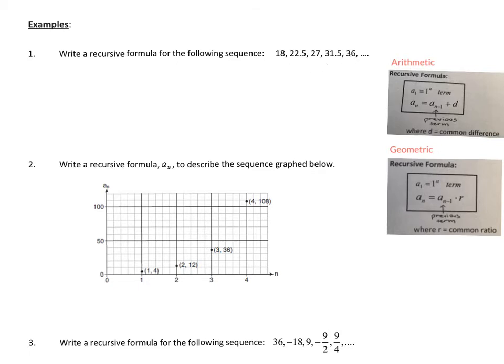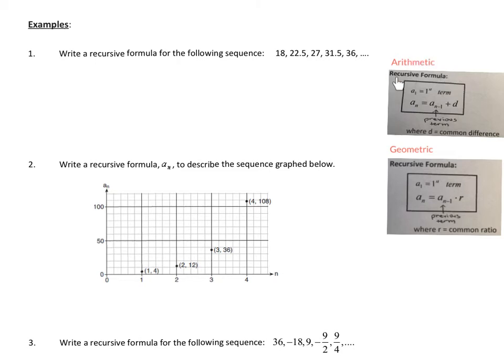Now, if that's hard for you to see, you can use your calculator to help you out a little bit by working backwards. If you want to see if it's arithmetic, you can just take the 22.5 and subtract the term before it. When you do that, it gives you 4.5. Now, let's go to another term. If we take the 27 and subtract the term before it, it also gives us 4.5. If you do that for any of the terms, it'll give you 4.5. So what that means is this is arithmetic. We're adding to get from one term to the next.